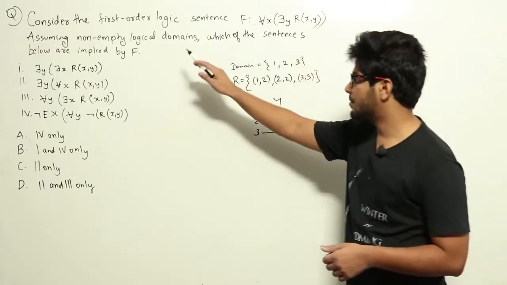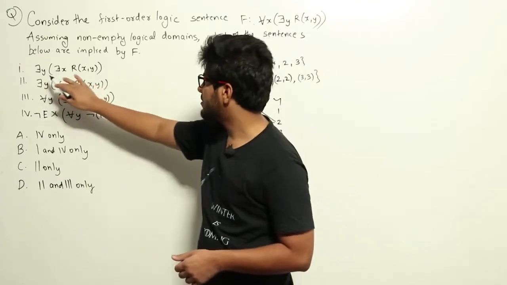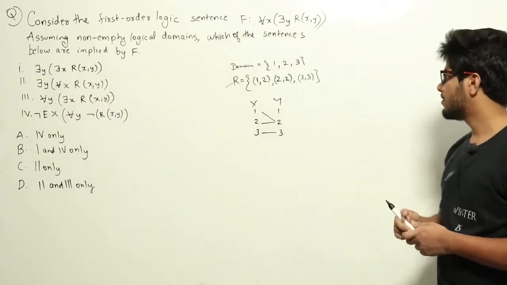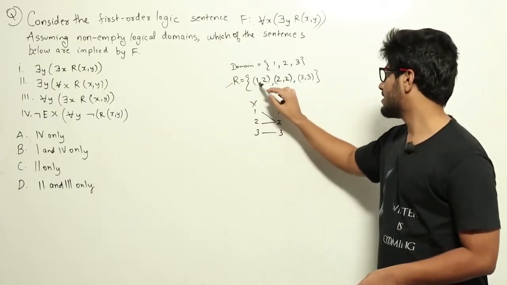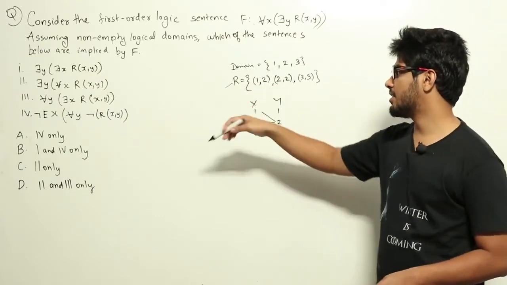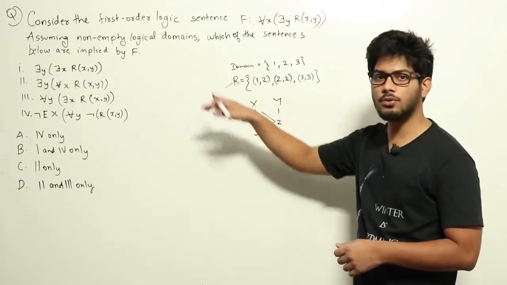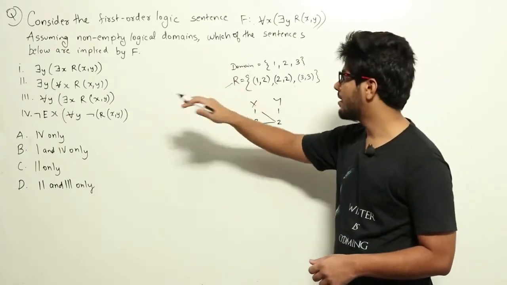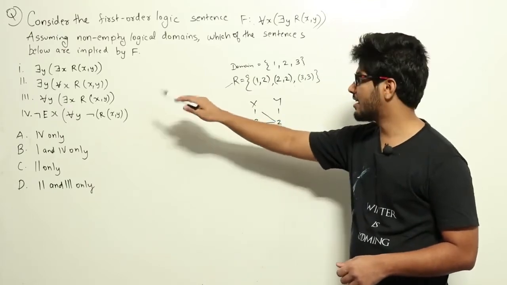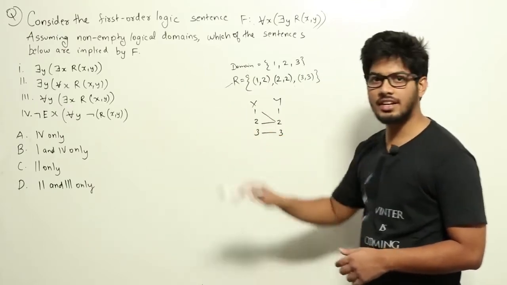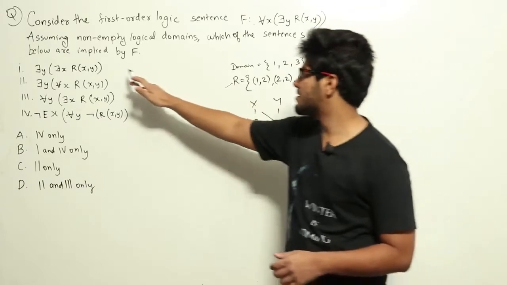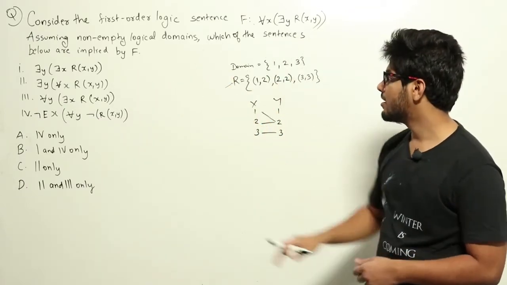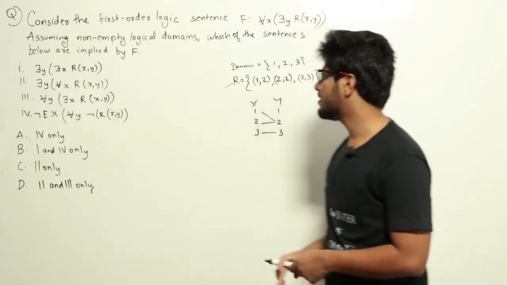Now, let's go through these statements. There exists Y, there exists X such that X is related to Y. So, clearly there is an X and a Y such that X is related to Y. So that seems to be true from this example. Now if we are solving using an example, if a statement is false, then we can say for 100% sure that that statement will be false. But if that statement is true for this example, we can't say that that statement is always true. So this seems to be true. We'll come back to this later.